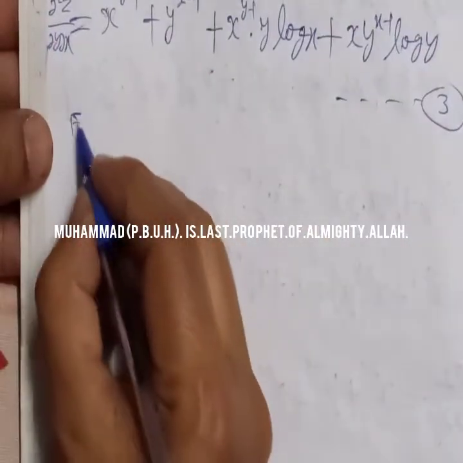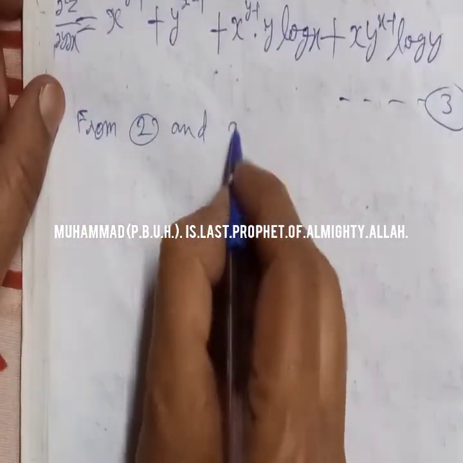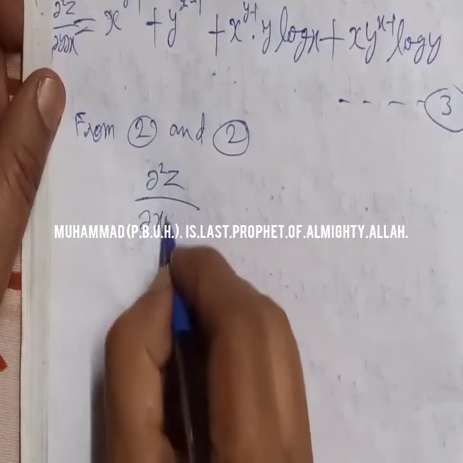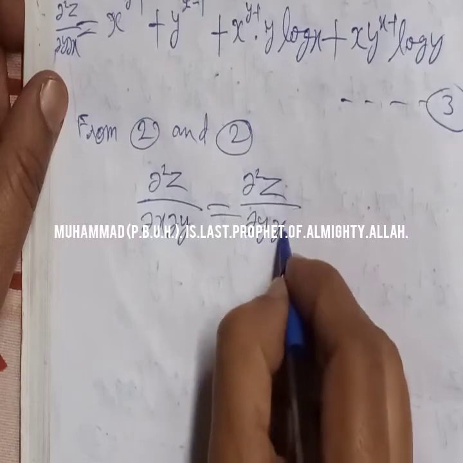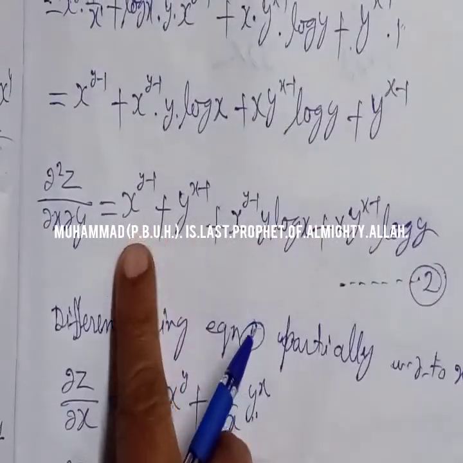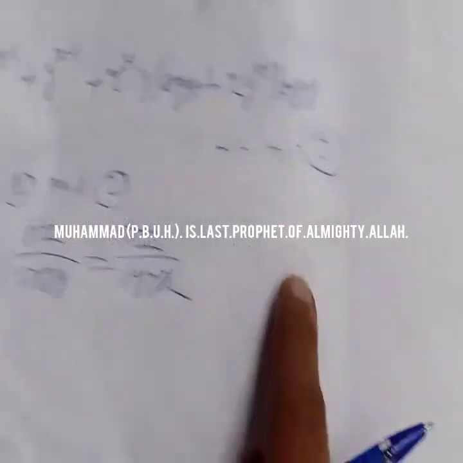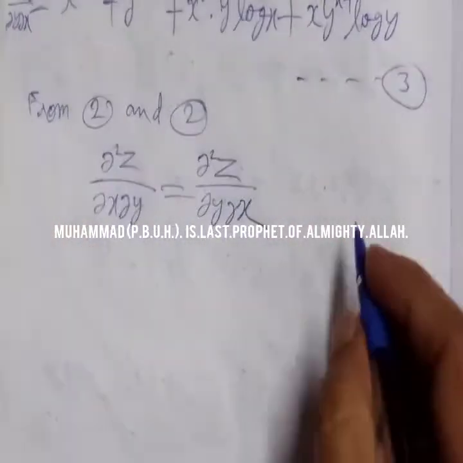From equation number 2 and 3, we can say that del 2z over del x del y equals del 2z over del y del x, because the right hand sides are equal from both equations 2 and 3, so the left hand sides are also equal, hence verified.